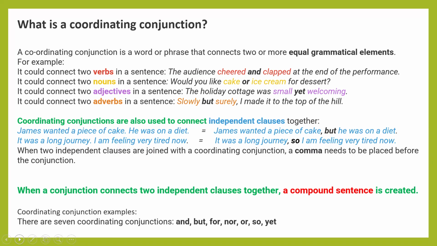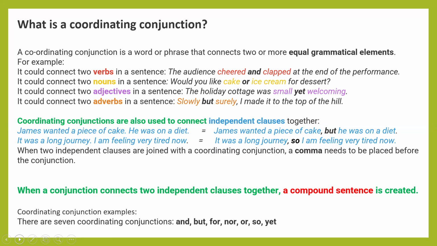So coordinating conjunctions are also used to connect independent clauses together. When we are connecting with the help of a coordinating conjunction, in the first clause we have to use a comma and then the coordinating conjunction. So when two independent clauses are joined with a coordinating conjunction, a comma needs to be placed before the conjunction. We always have to use the comma before a conjunction. It is a rule of connecting two independent clauses with the help of a coordinating conjunction.